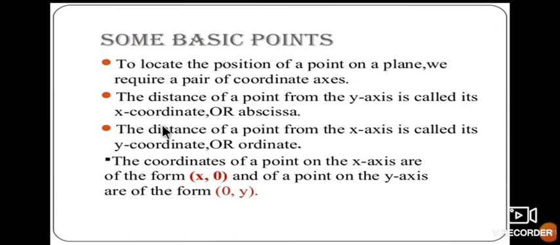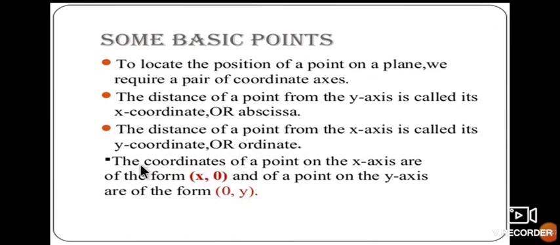Therefore, the distance of the point from the x-axis is called the x coordinate. We already know that the distance of the point from the y-axis is called the x coordinate. Now, the distance of the point from the x-axis is called the y coordinate or ordinate.